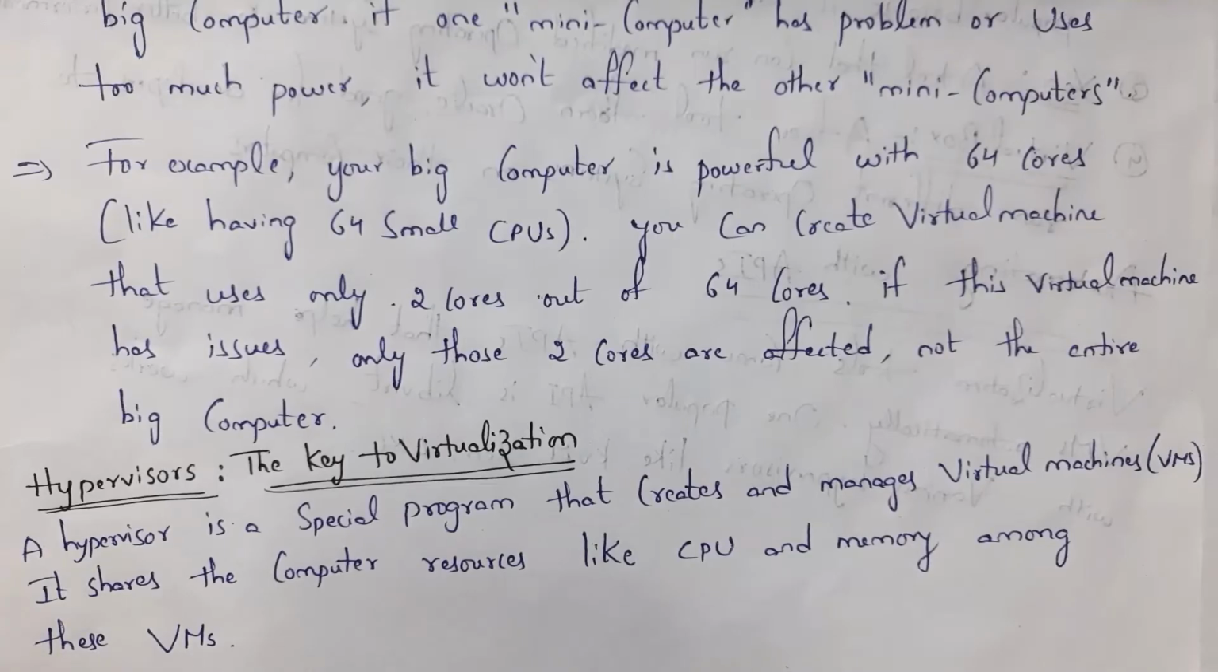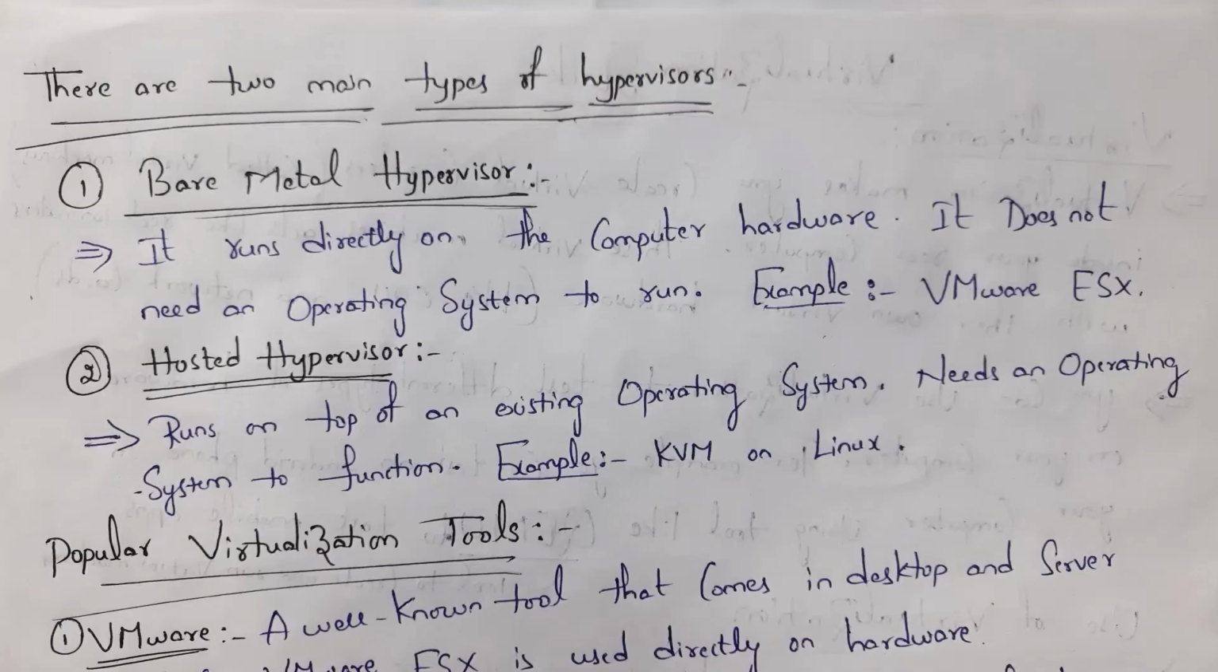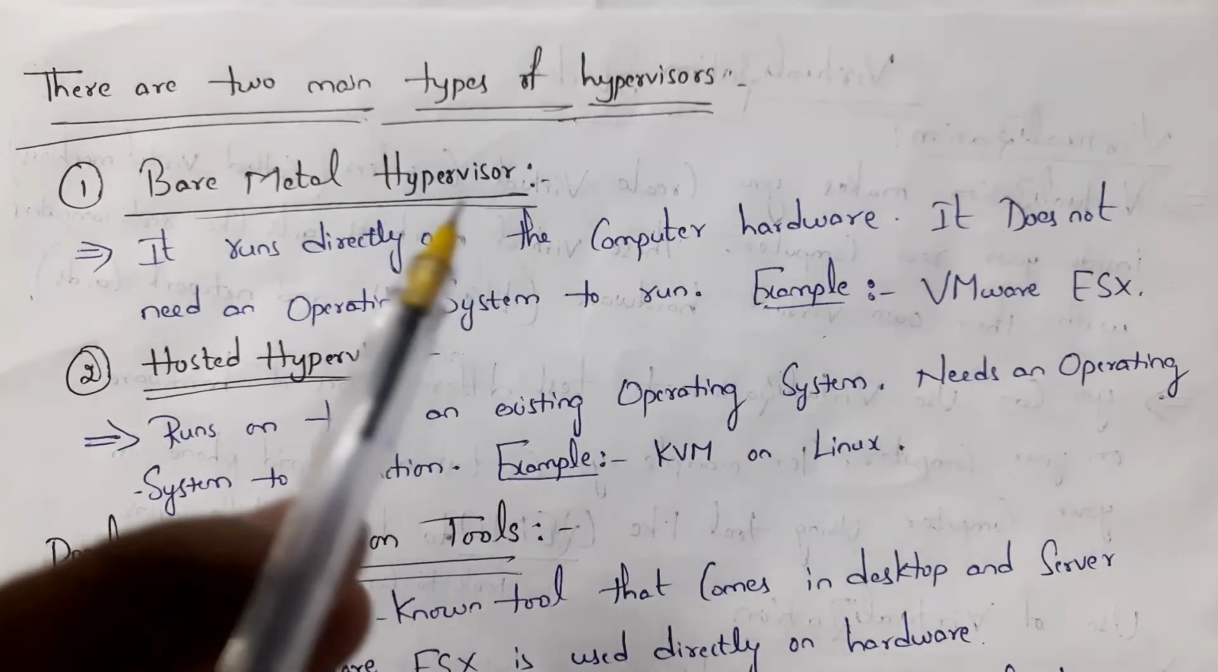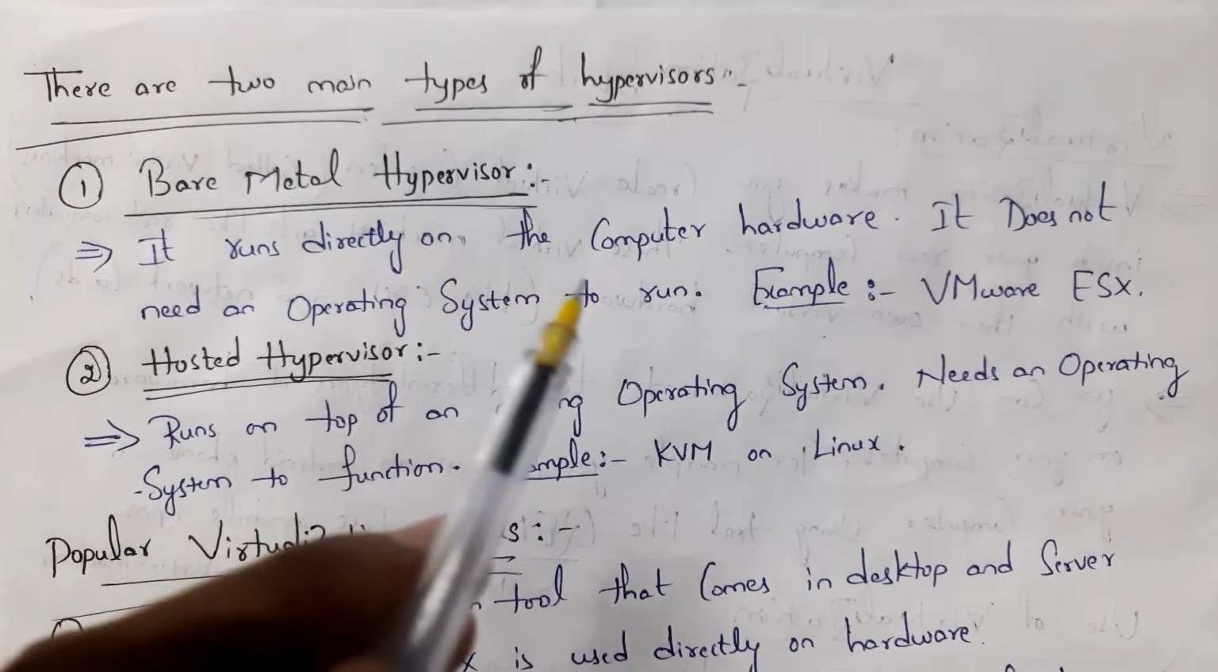Guys, a hypervisor is nothing but a special program. By using this program, we can create as well as manage virtual machines. This hypervisor will share computer resources like CPUs, memory, etc. among various kinds of virtual machines. Guys, there are two types of hypervisors: the first one is bare metal hypervisor and the next one is hosted hypervisor. Guys, bare metal hypervisor runs directly on computer hardware.